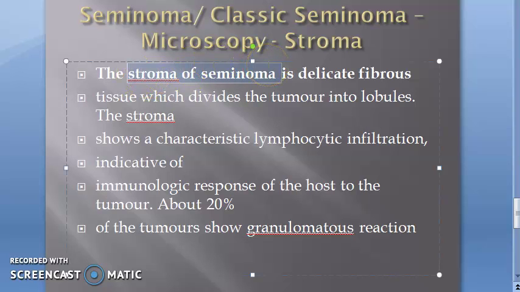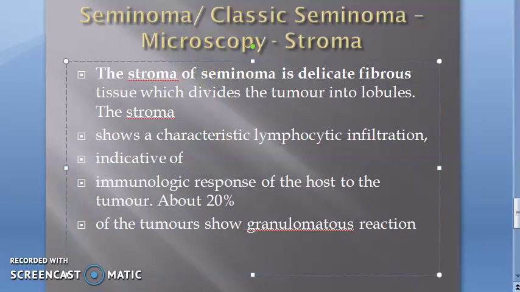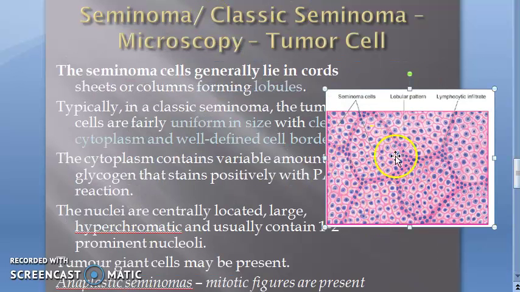Now look at stroma. The stroma of seminoma is delicate fibrous tissue which divides the tumor into lobules. So stroma is doing what? It is fibrous stroma. The fibrous stroma is dividing the tumor into lobules. Look at this diagram here. Can you see these dark pink boundaries? This is the stroma which is lobulating these tumor cells. And this stroma is showing lymphocytic infiltration. So it shows that there is an immune reaction here. Granulomatous cells are here. Fine.